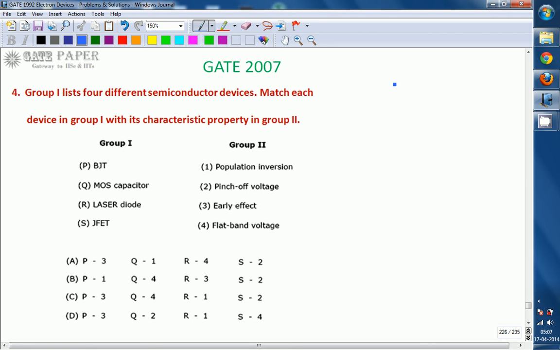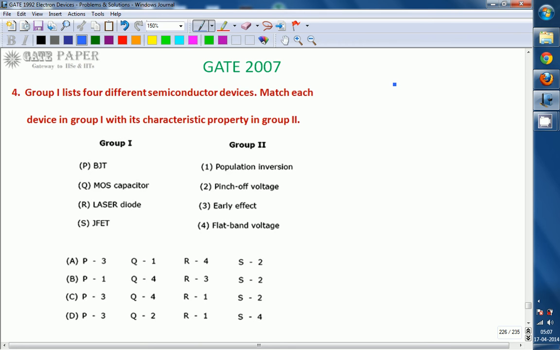Hello, we are discussing GATE 2007 and this question is related to electronics. Look at group 1 and group 2. Group 1 lists 4 different semiconductor devices. Match each device in group 1 with its characteristic property in group 2.